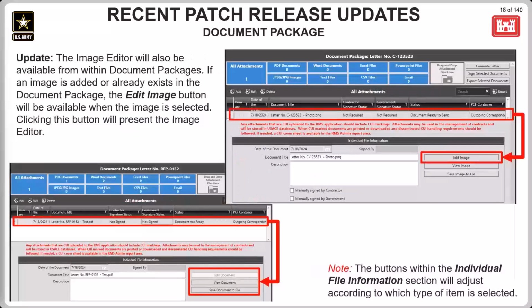The image editor is also available within document packages. So when an image is added to the document package, the buttons are going to change to allow the viewing and editing of the photo selected. If an image is not selected or another attachment is selected, the buttons will adjust accordingly.